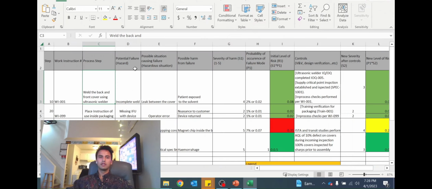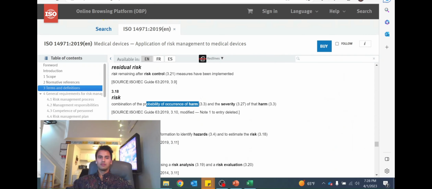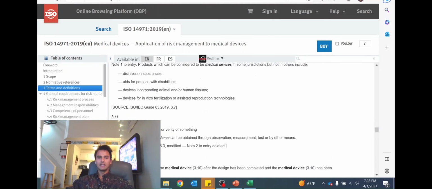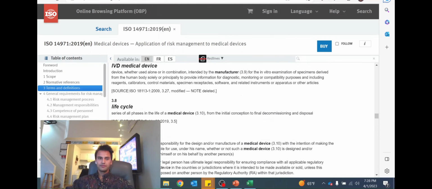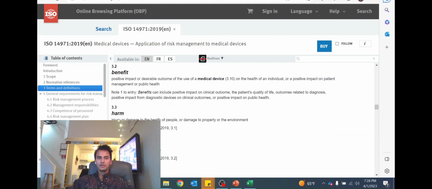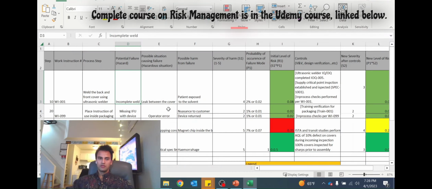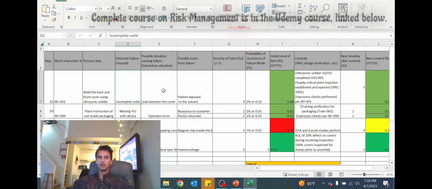What would be the failure mode is also a hazard, which could result in harm, right? So what is a hazard? That's when your dictionary comes very handy. So a hazard is anything potential source of harm, right? Potential failure is a hazard because that would cause harm. So incomplete weld, right? So if the welder is not working, of course it's going to be an incomplete weld.